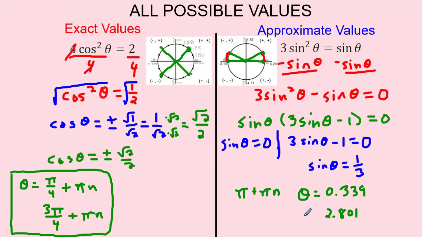2.8017. I won't write the 7. I'm just going to truncate it here. So here are my two possible angles here. Holy cow. But now, because it's all approximate values forever, it keeps repeating.